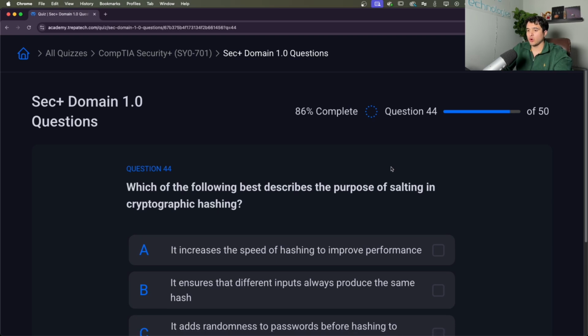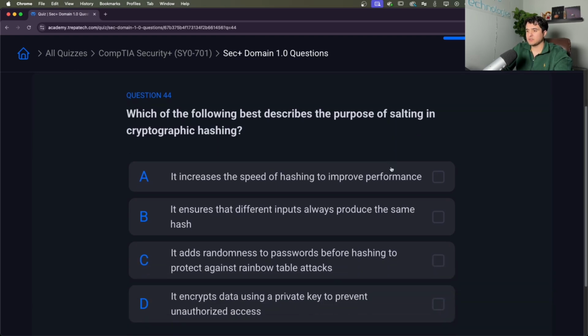Question 44. Which of the following best describes the purpose of salting in cryptographic hashing? So salting allows us to avoid things like hash collisions, and makes it a little stronger by adding randomization in there.